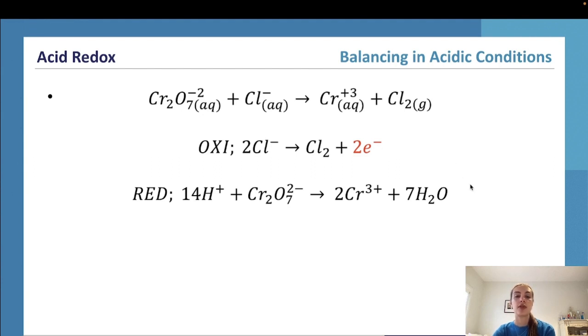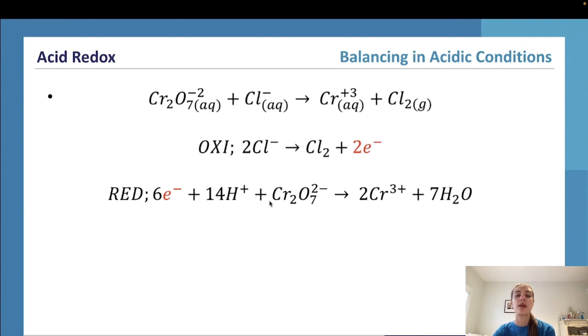Now for the reduction reaction, we can see that we've got 14+ here, but then 14+ plus -2 would give us 12+ for the reactant side. And then on the product side, we can see each chromium ion has 3+, but we've got 2 of them, so the chromium ions have a 6+ charge. And so we've got 6+ on this side and 12+ on this side.